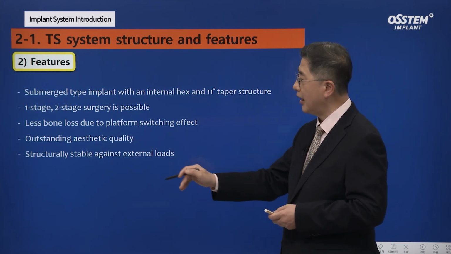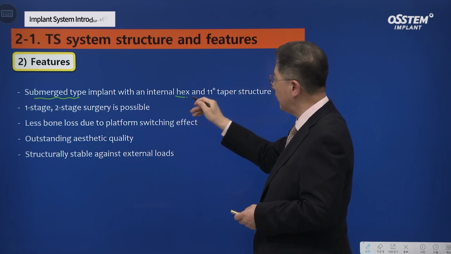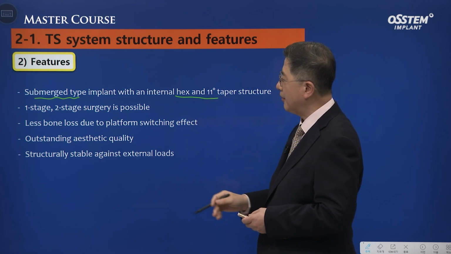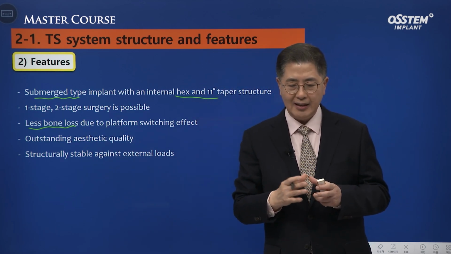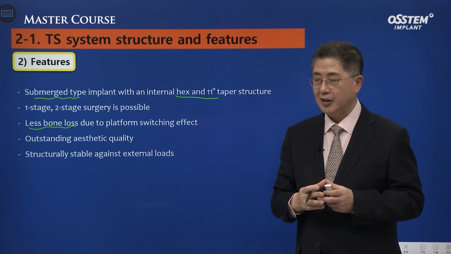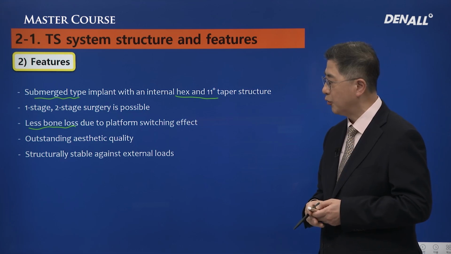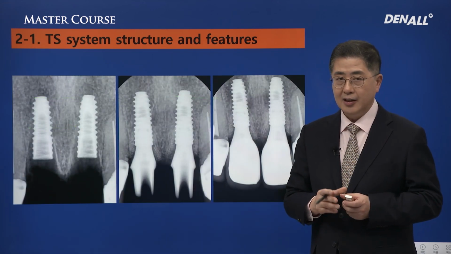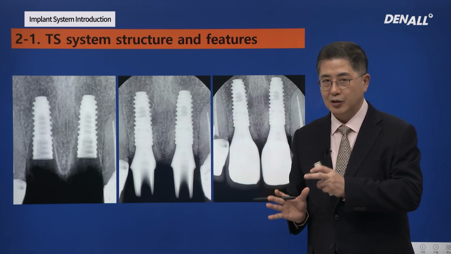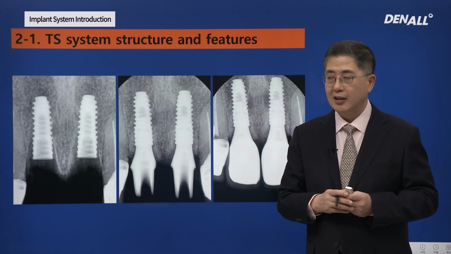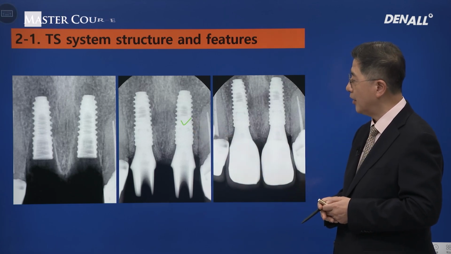TS type is submerged type. However, one-stage surgery is done primarily. It has an internal hex with 11-degree taper, and the biggest advantage in using this is that there's less bone loss. The reason why it's used frequently is because it has less microgap, leakage, and micromobility, leading to less bone loss. I personally believe that TS implant is the best option for the anterior zone because you can adjust the abutment form and there's less bone resorption. This is especially because aesthetics are very important in the upper anterior zone.